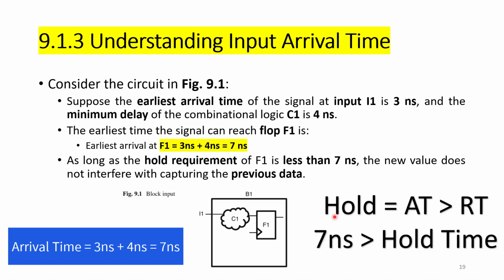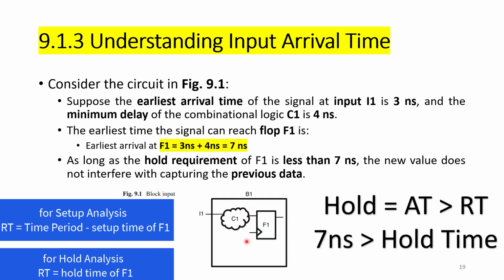Now here we are checking hold condition. So in hold condition we need to remember this formula, which is arrival time should be greater than the required time. So here this is called the arrival time, whereas required time is calculated with respect to the clock. So required time is something which is time period minus setup, if we are calculating for setup. Suppose if it is for hold, we just have to take only the hold time. Remember these 2 points.